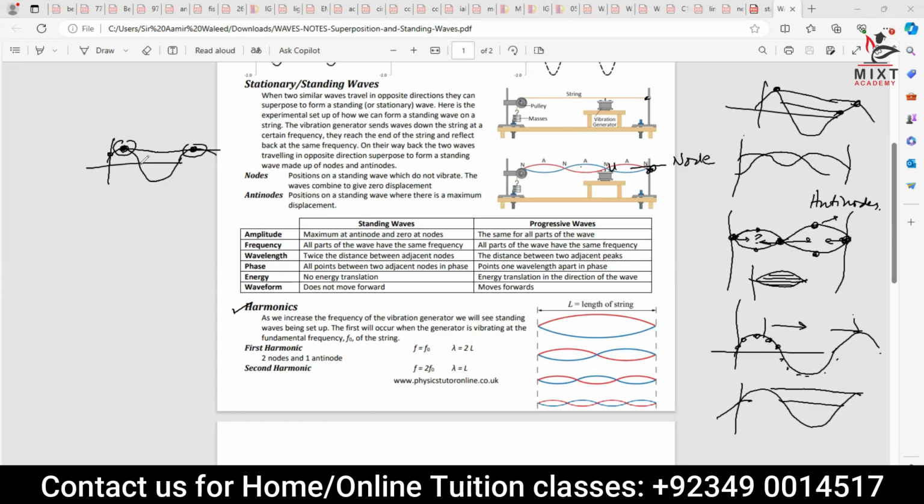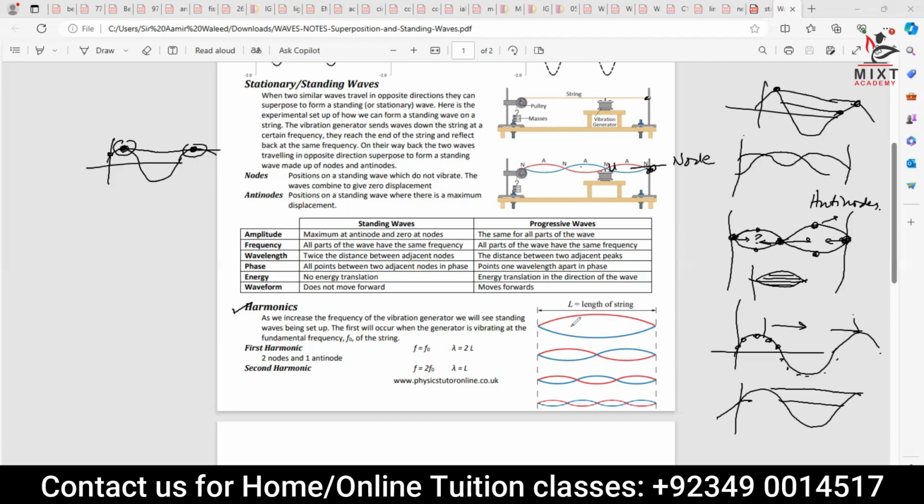Okay. Now the next very important thing, the word is harmonics here. Now, what is meant by harmonics? That's what the point is. Let's suppose you pluck it and you will find one loop, one node, I mean, two nodes and two antinodes, right?